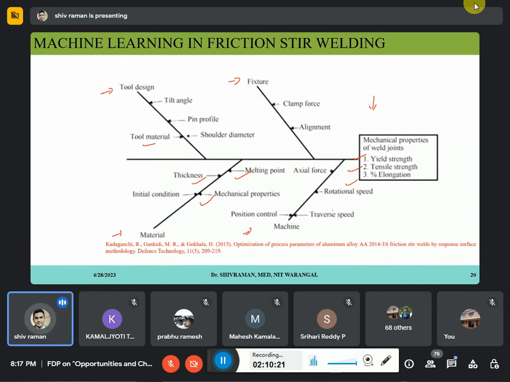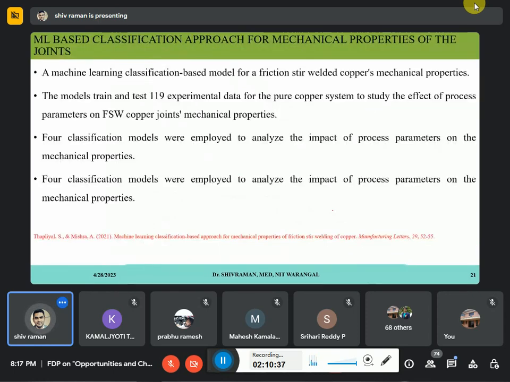So considering the dimensionality of this problem, we implemented a machine learning algorithm to predict yield strength and tensile strength of pure copper and its alloy. What we did, we have taken the data of 119 experimental data sets from different literature, and we applied four classification based algorithms.